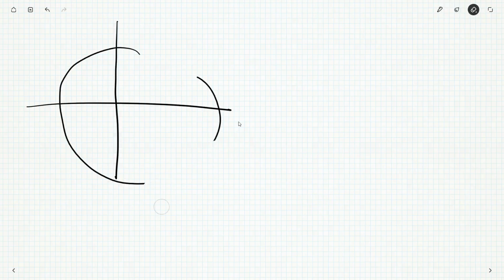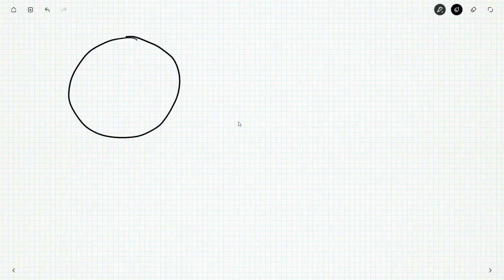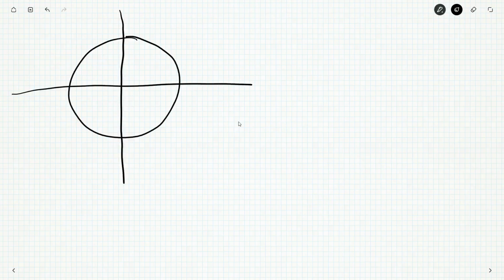That's a terrible circle. I'm going to draw the circle first and then the axes. You'd think I'd have learned by now. Circle, axes. Oh, that's a much better picture. Love that picture. Okay, good picture.